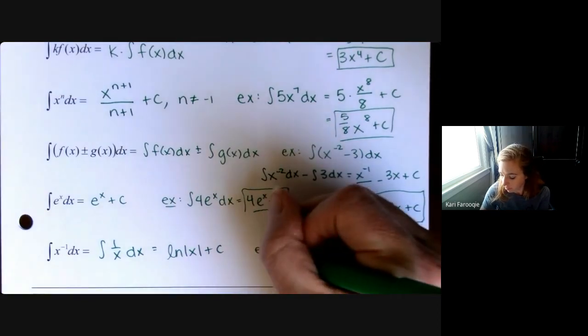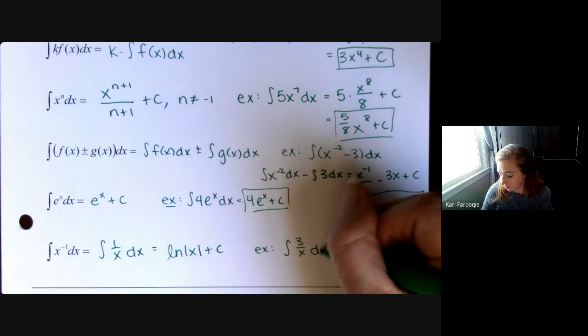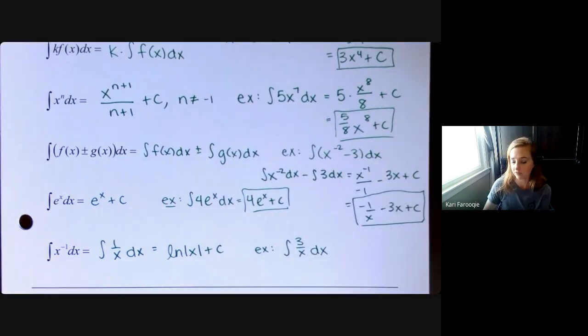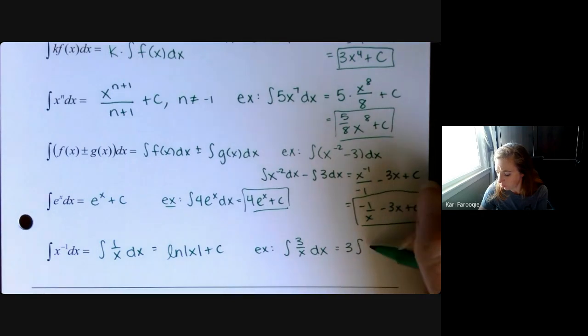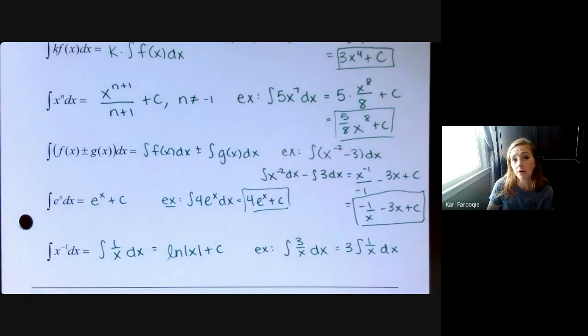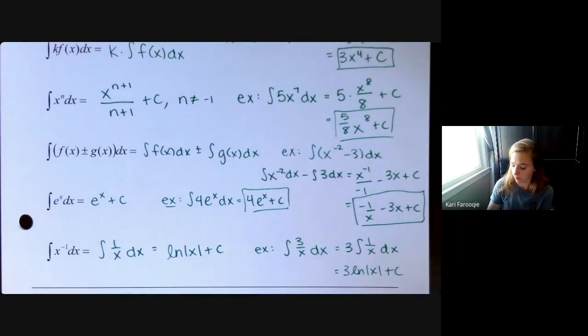So the example that I would have for this would be the integral of 3 over x dx. What this would look like is you could pull that constant multiple out, and then it would look like 3 times the integral of 1 over x dx. And this would just be 3 times the natural log of the absolute value of x plus c.